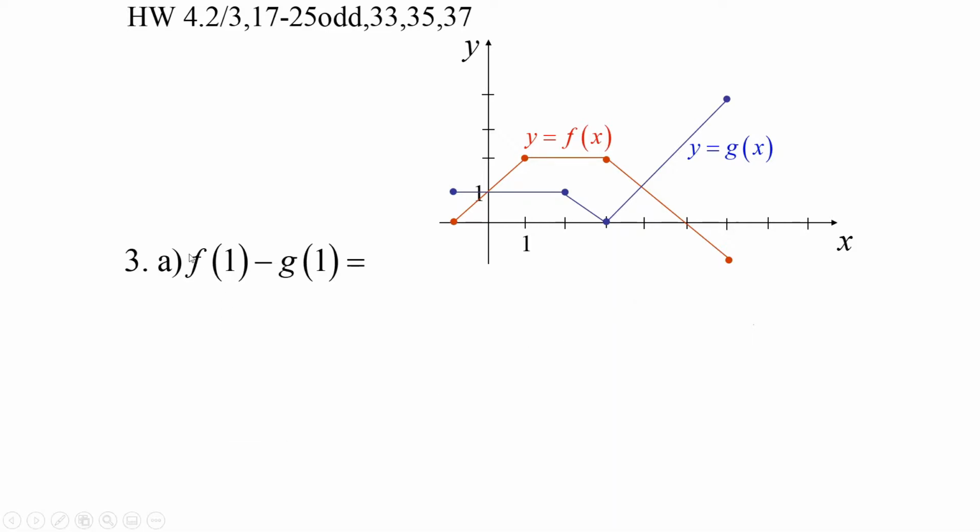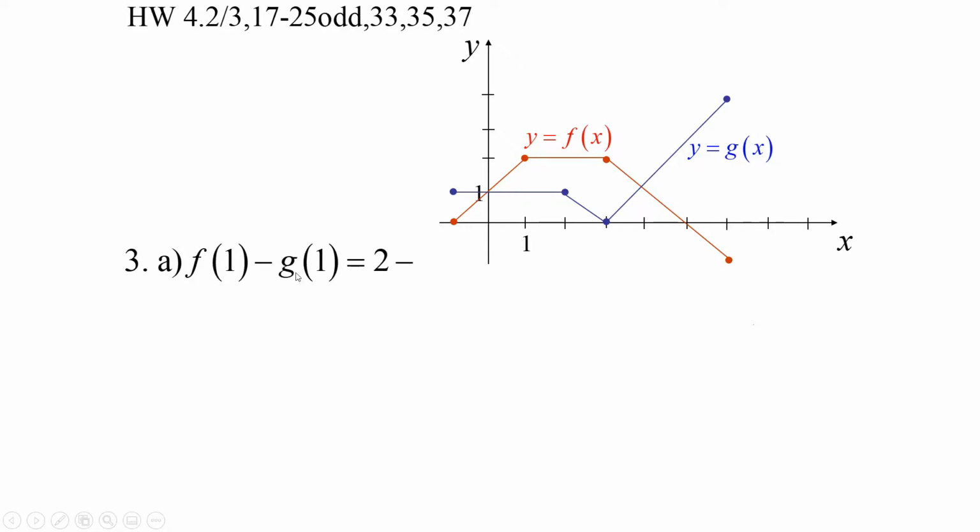Now, A is pretty easy. f of 1 minus g of 1. Well, again, if you know what f of 1 is and you know what g of 1 is, you can subtract that and get your answer. So let's start with f of 1. And f is this piecewise linear red function right there. All right? So f of 1 would be, well, 2 right there.